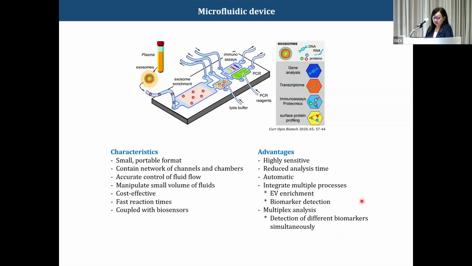With the integration of different technologies, microfluidics can provide a more sensitive and precise method in detecting disease biomarkers than conventional assays. In the case of EV analysis, this standalone device is able to capture and quantify EVs and able to detect multiple biomarkers on the EV.